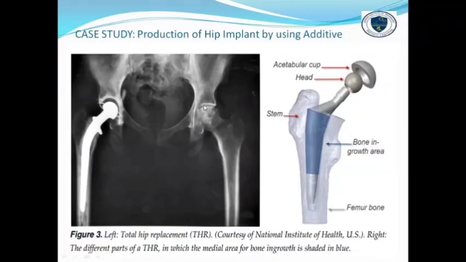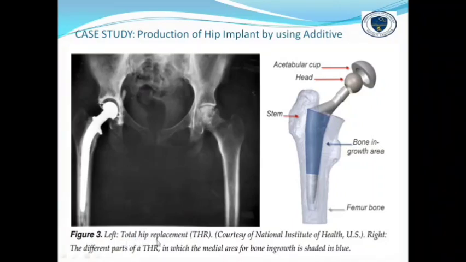Now we'll come to one of the case studies. Actually, we only see about two case studies. The first one is the production of a hip implantation by using additive technology. You can see the left side picture and also the right side picture. What they mention in the left side picture, just see this.